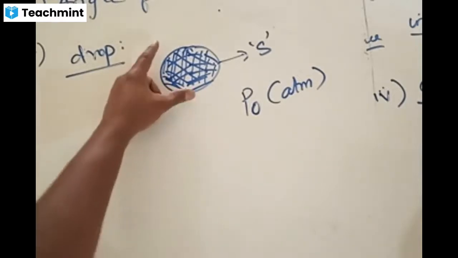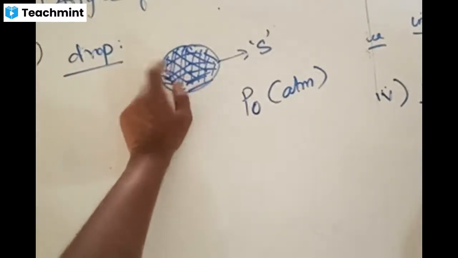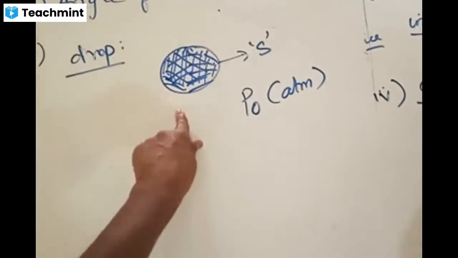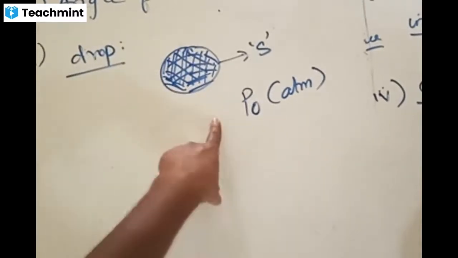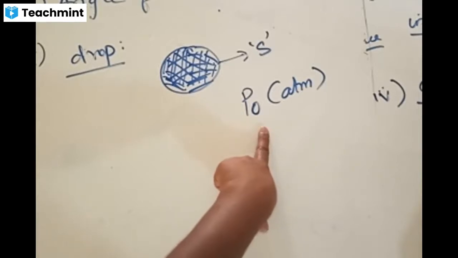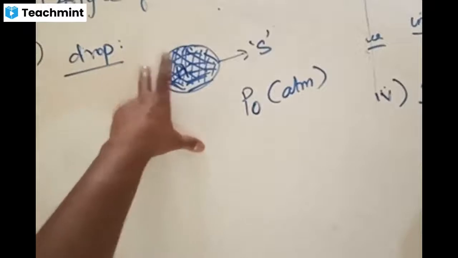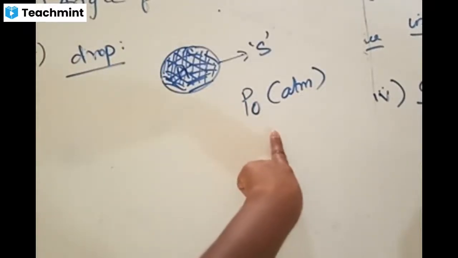Okay, anyways, now there is a liquid drop. Inside that liquid drop, all the molecules are closely packed, but outside, the drop is surrounded by air, and the pressure exerted by that air is called atmospheric pressure, denoted by P naught. Now the question is: is the pressure inside this drop the same as the pressure outside this drop?